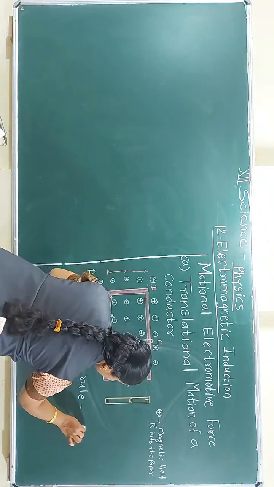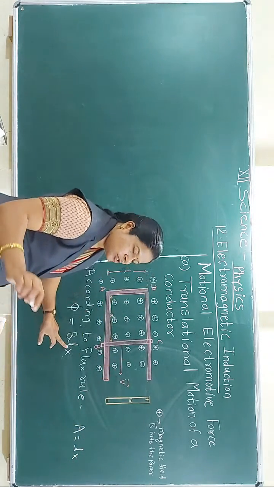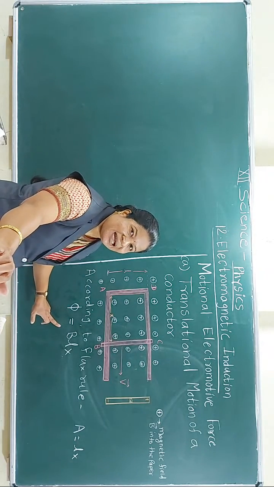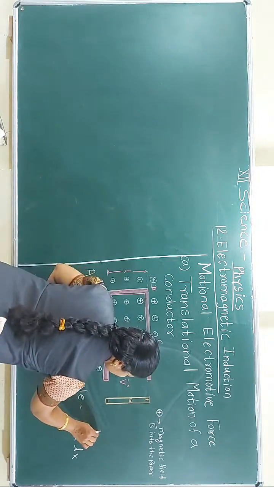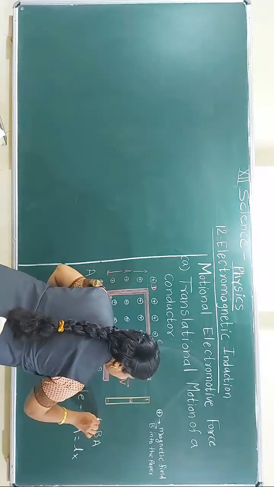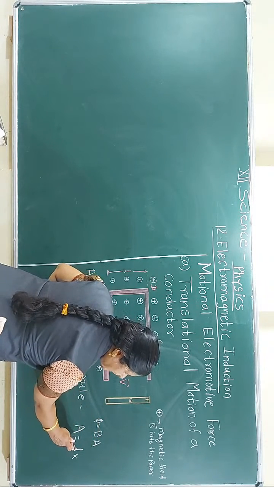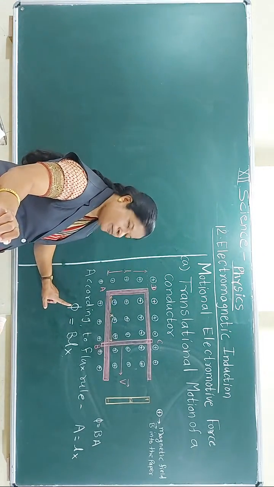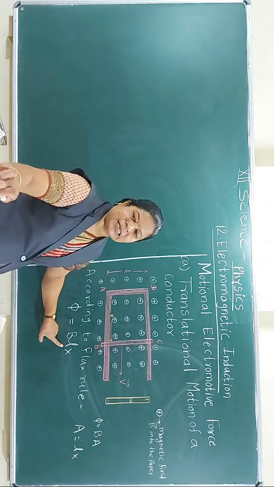The area of the loop A is equal to L into X. So magnetic flux, that means total magnetic field lines passing through that area, is equal to B into A. Magnetic flux is equal to B into A, and the value of A is L into X. So magnetic flux phi is equal to B into Lx.